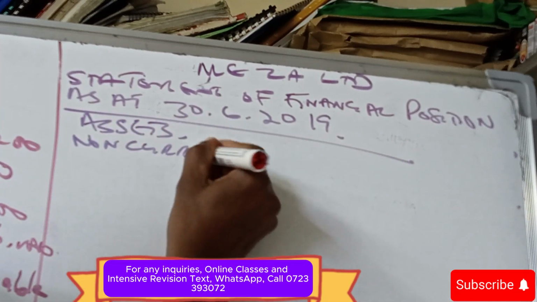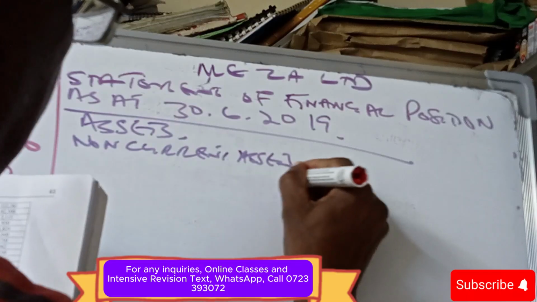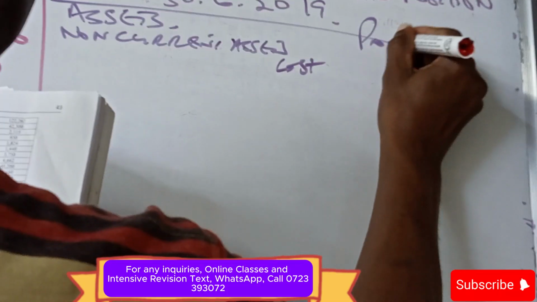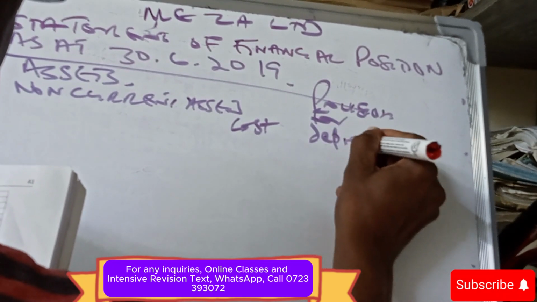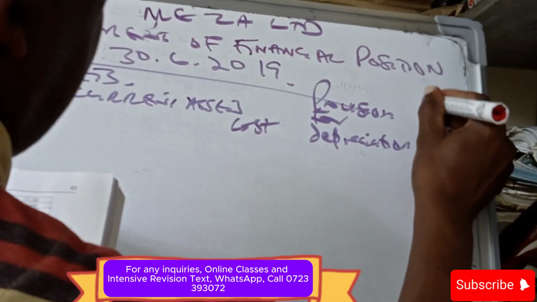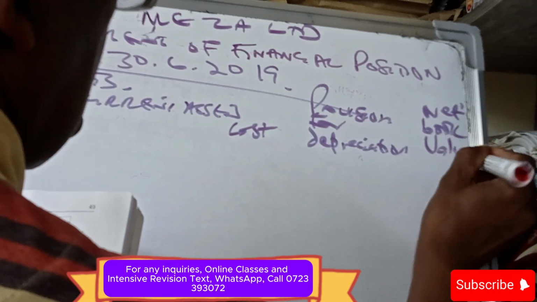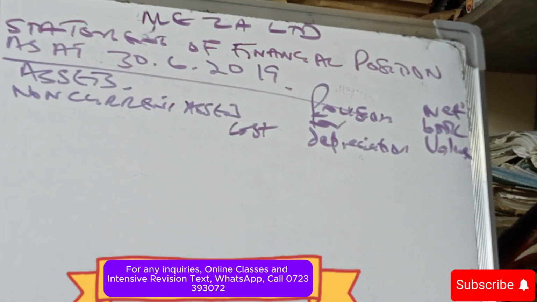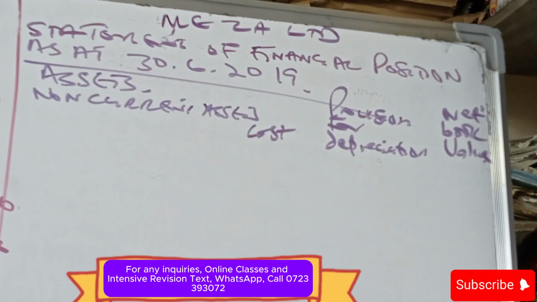Non-current assets. And you know we have cost, we have provision for depreciation, and we have net book value. And remember that our assets are all recorded based on permanence. So we start with land and buildings.